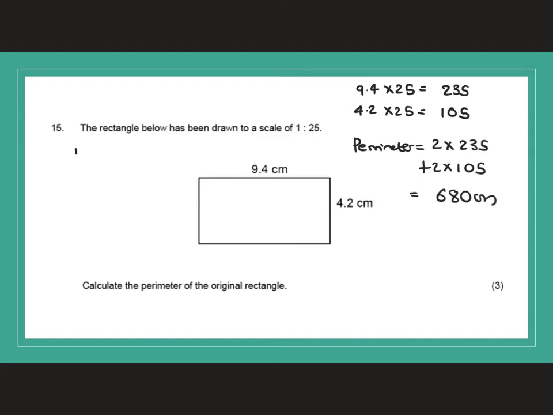So you're using the scale of 1 to 25. 9.4 has got to be scaled up like that, which means you need to multiply by 25 to get the new value. Again, if you've got a side of 4.2, look at the ratio. You've got to multiply by 25 to work out what the new value is.